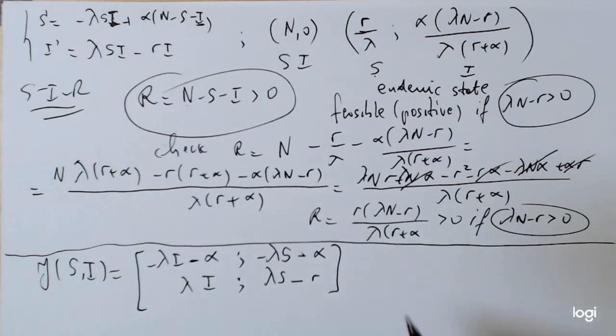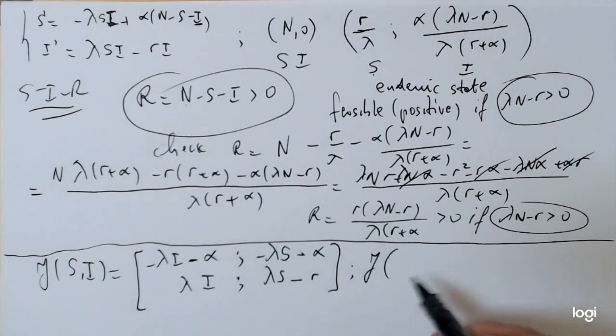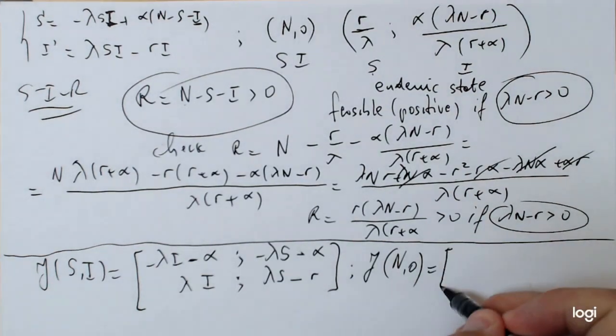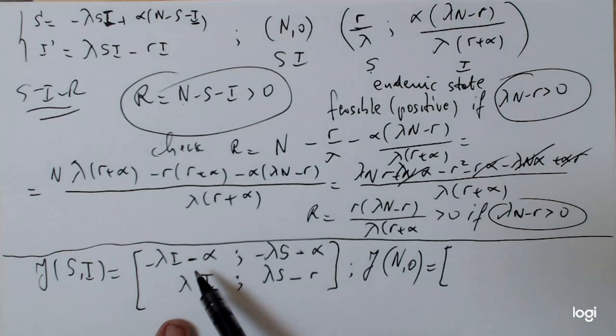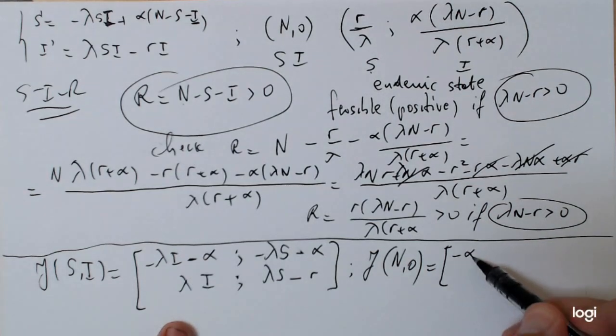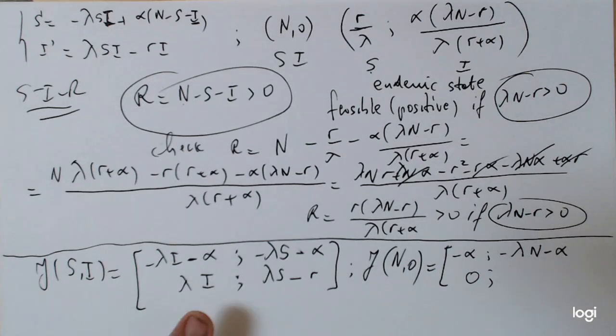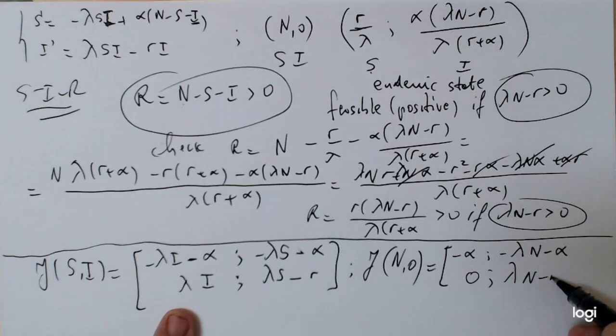All right. Let's plug in the disease-free equilibrium. Always easier to analyze. So if I plug in 0 for I and N for S, this becomes minus alpha, minus lambda N minus alpha. 0, always a good sign. When you have a 0, it makes everything easier. And lambda N minus R. Again, crucially important to remember, if the determinant can be factored, start with it.